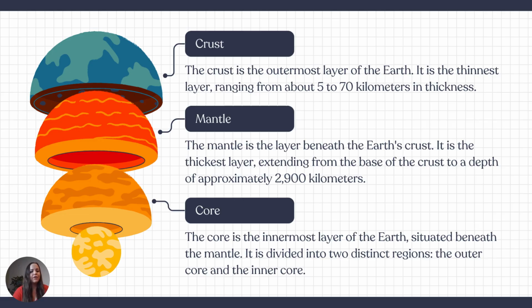So we have the crust, which is the outermost layer. It's the thinnest layer, ranging from about 5 to 70 kilometers in thickness. And then the mantle is just below that. It is the thickest layer, about 2,900 kilometers thick, which is crazy. And then we have the core, which is divided into the outer and the inner core. The outer core is liquid and the inner core is solid. And those interactions create our magnetic field because they're made up of iron and nickel.